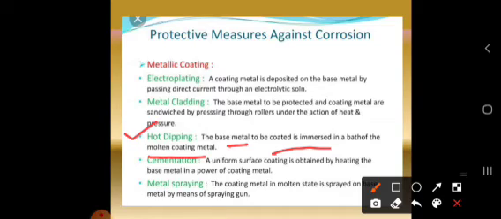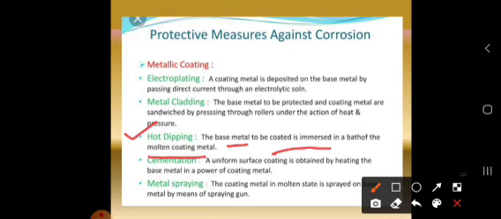Usually in our home, we paint the benches and tables. Why? To protect those materials. In this way, these things we are going to discuss on the basis of industrial applications.